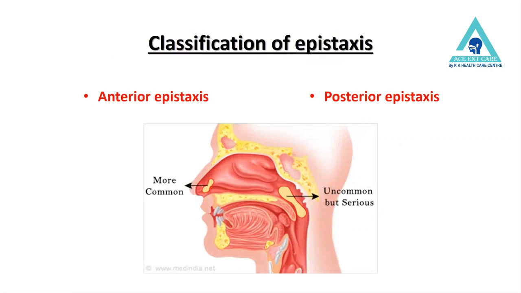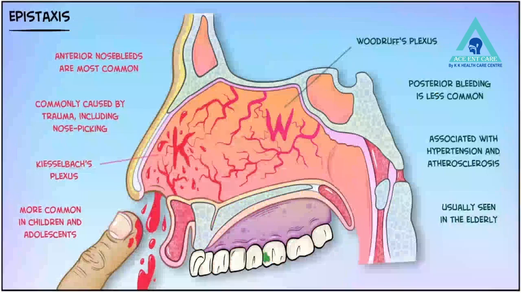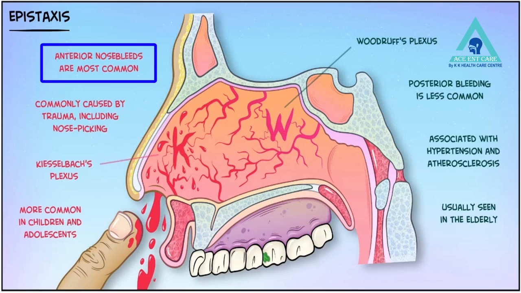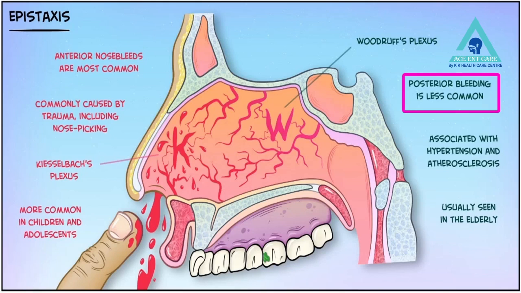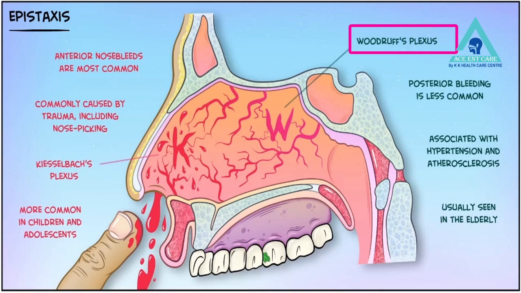Epistaxis is classified as anterior nasal bleeding and posterior nasal bleeding. Anterior being more common, whereas posterior is less common. The difference between anterior nasal bleed and posterior nasal bleeding are: anterior nasal bleed is more common as compared to posterior. The anterior nasal bleed mostly occurs from the Little's area, whereas the posterior nasal bleed occurs from the Woodruff's plexus.